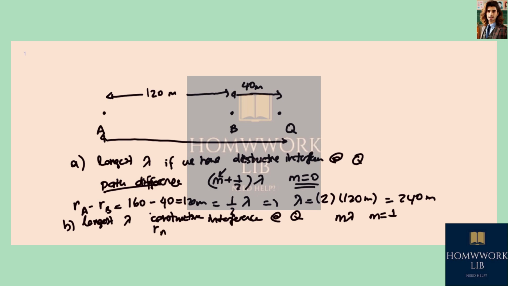When that's the case, the path difference doesn't change, right? It's the same, RA minus RB, for both cases. It's 120 meters. This is going to be equal to m equals 1 times lambda. So then this is directly going to be equal to lambda. In this case, your lambda is 120 meters.